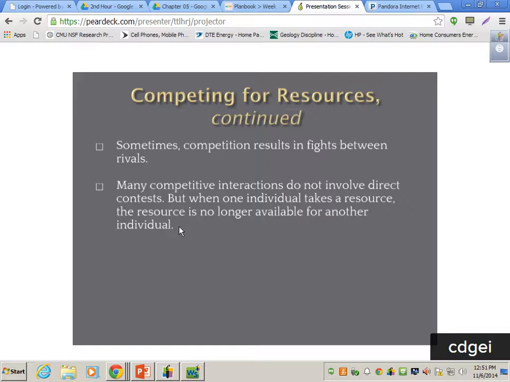In the animal world, this is a little different. See two bucks fighting, or like a chipmunk and a squirrel fighting for the same nut. You know, they want to drive the other one out of their habitat. Competition. So many competitive interactions do not involve direct contest. So this is kind of the early bird gets the worm idea, right? So if the resource is gone, it's not there, and there doesn't need to be this direct conflict, but still competition. So when one individual takes a resource, the resource is no longer available for another individual.